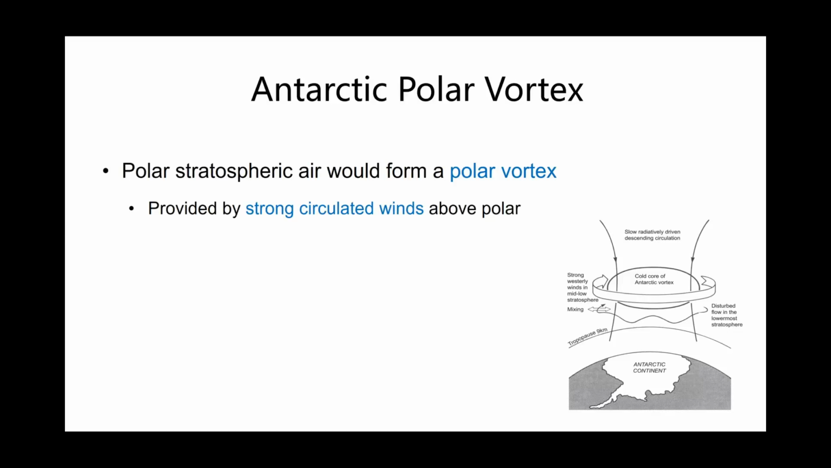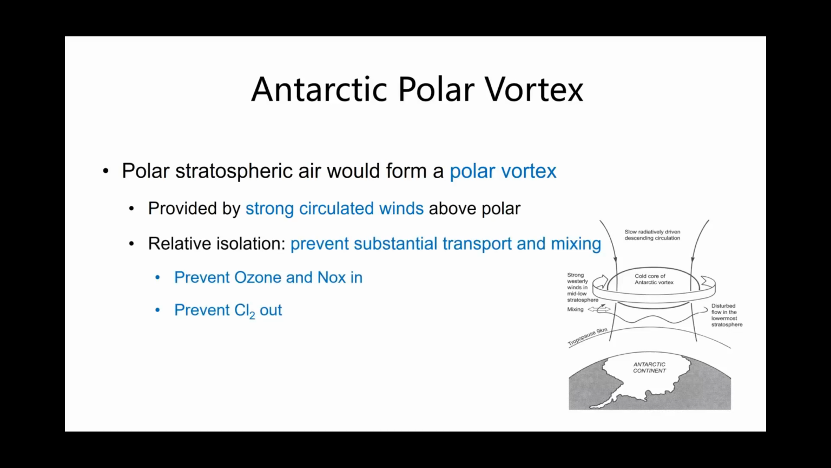Secondly, the Antarctica stratosphere is relatively isolated during the winter season because of the polar vortex. The polar vortex is formed by strong circulating winds above the pole, and this circulation isolates the stratosphere of Antarctica from other parts, thus preventing the transport of ozone and NOx in, or the accumulated chlorine out. Also, this circulation strengthens as the temperature decreases. So, again, the low temperature plays an important role in the isolation.